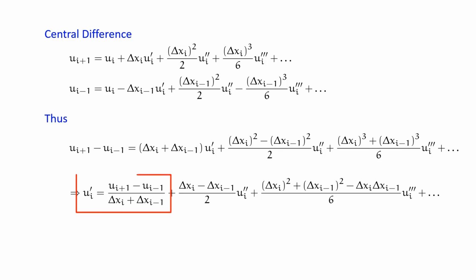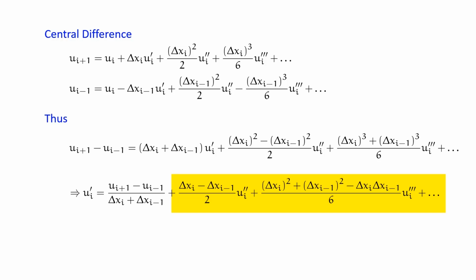And this is fine. This part is exactly like the central difference in uniform grid. And then there are additional terms that are truncation errors, and truncation errors involve (Δξi − Δξi−1)/2 ui'' and (Δξi² + Δξi−1² − Δξi−1)/6 ui'''.